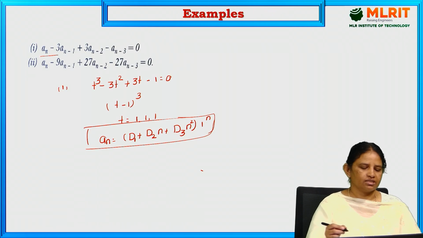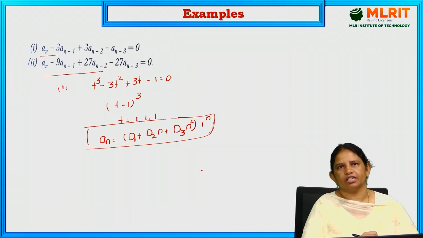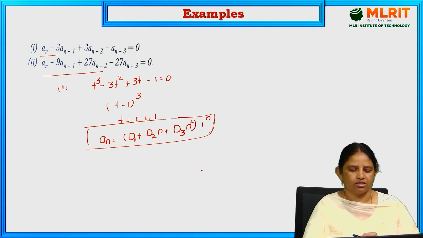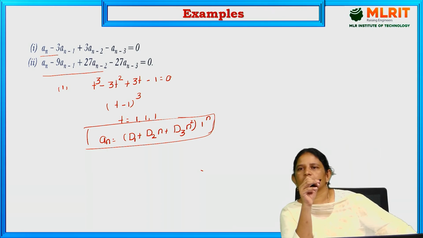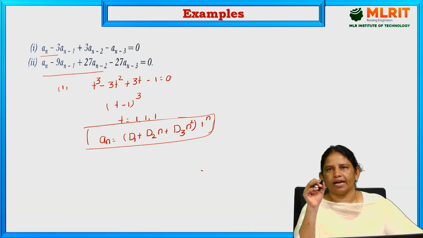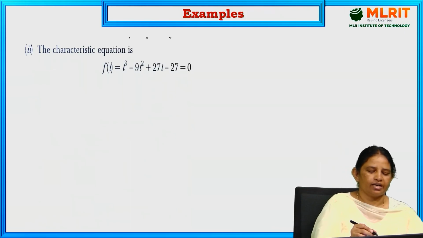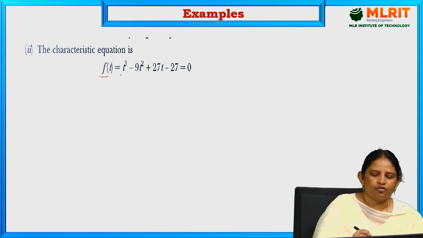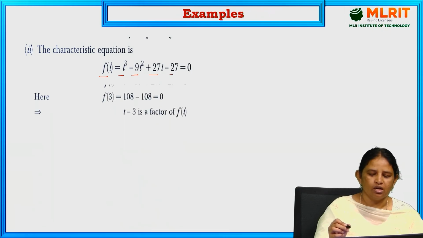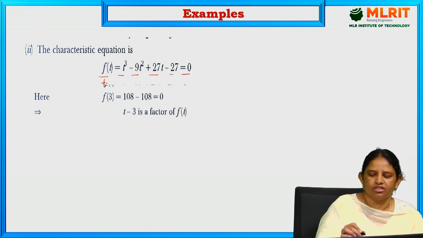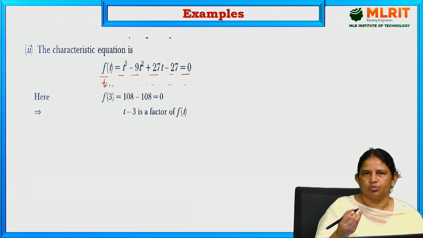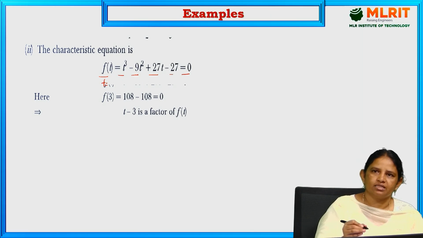Next, consider this example: an minus 9a n minus 1 plus 27a n minus 2 minus 27a n minus 3. How do we find the characteristic roots for a third order recurrence relation? The given equation is considered as f of t equals t cube minus 9t square plus 27t minus 27 equal to 0. First you have to substitute values of t and equate to 0. For whichever value it is satisfied, that will be considered as the first root.